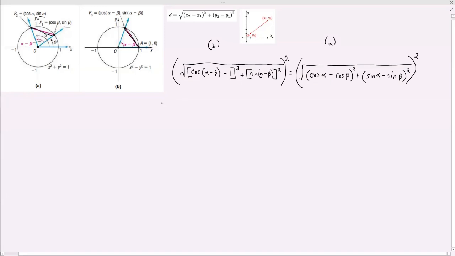Okay, so that makes it even more interesting. We can now say, I'm going to bring it over here. We're just basically now going to get rid of the radicals on both sides, and we're going to have the cosine of alpha minus beta minus 1 squared plus the sine of alpha minus beta squared is the same as cosine alpha minus cosine beta squared plus sine alpha minus sine beta squared.